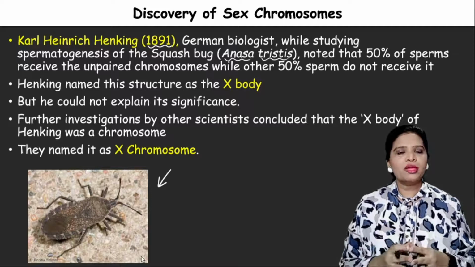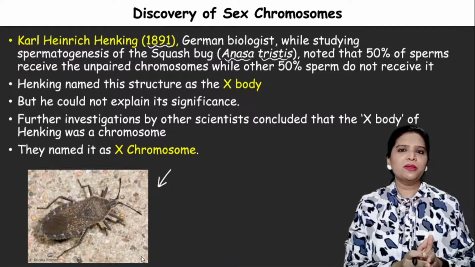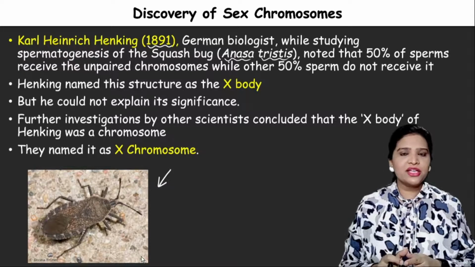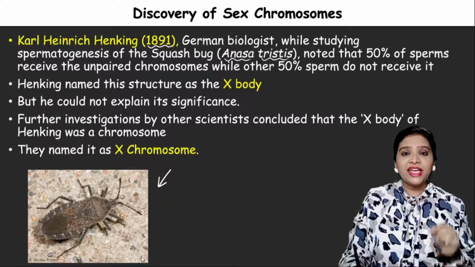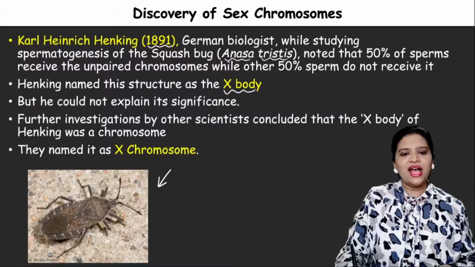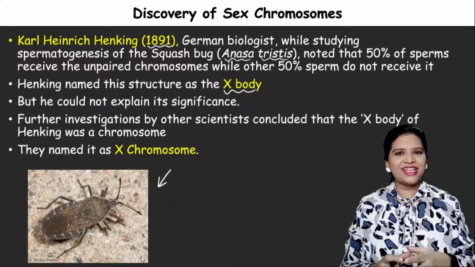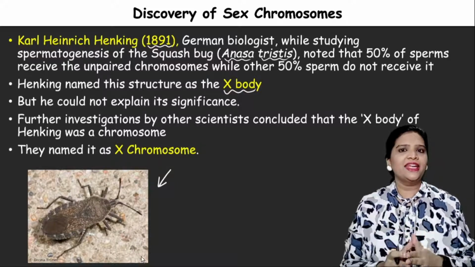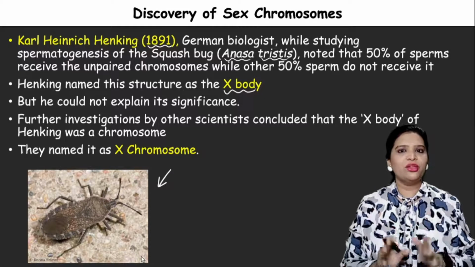This is the squash bug. So when Henking was working with the spermatogenesis mechanisms in these bugs, he noted that the sperm contain some peculiar structures. Only 50% of the sperm contained that specific structure and the rest 50% did not have such structure. So Henking named that peculiar structure the X body, because whenever we don't know a specific name, we give X, Y, Z like this, right? Accordingly, Henking gave that particular structure the name X body.